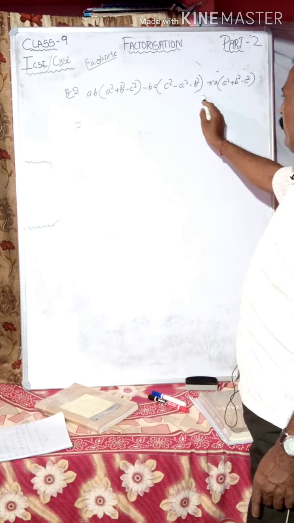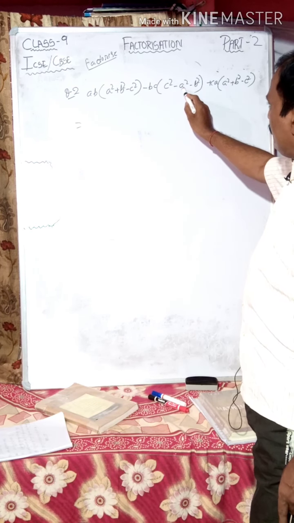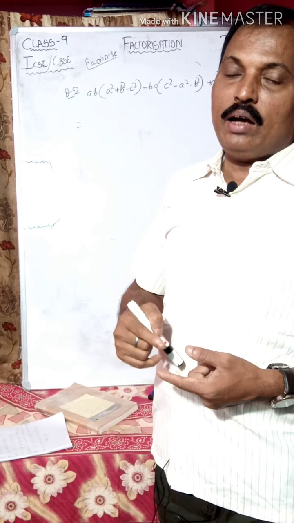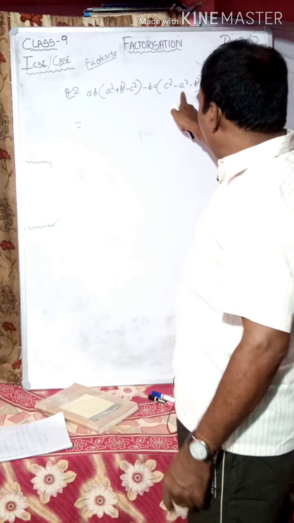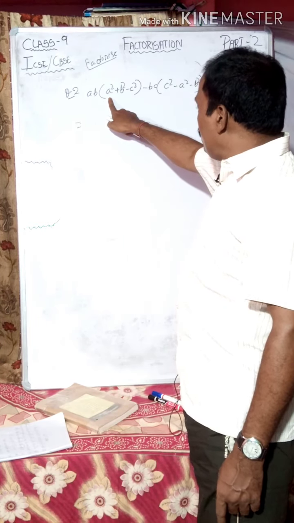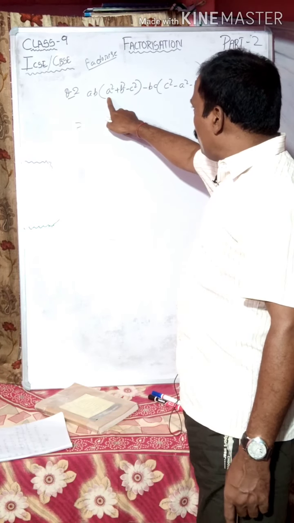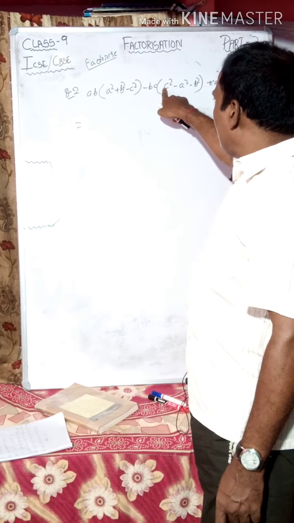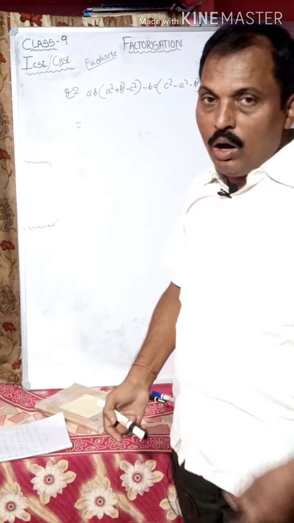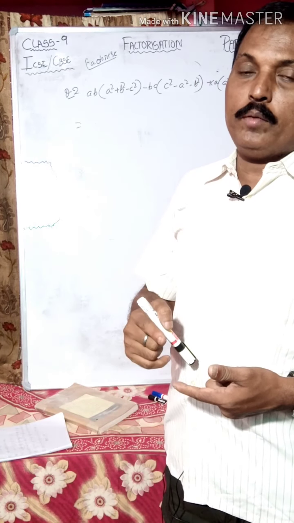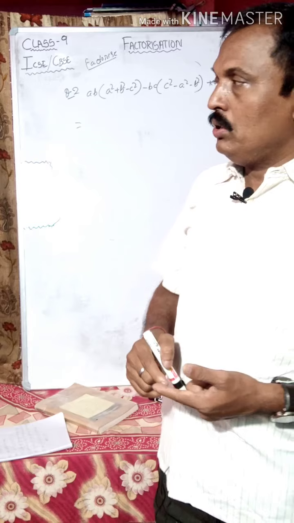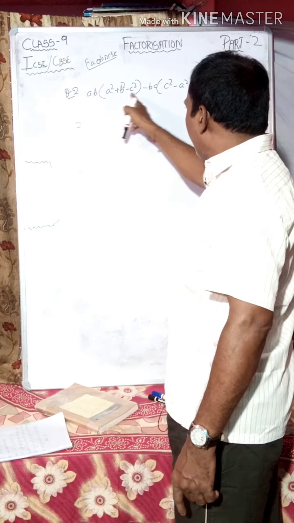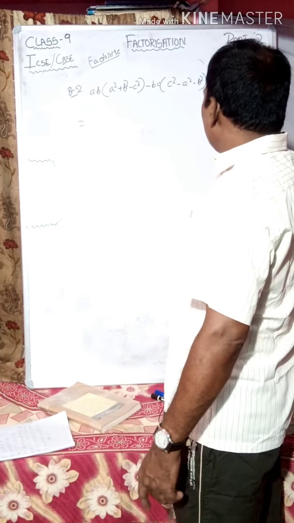But in the middle term, there is c square, a square, b square, but the signs are changed. Minus b square here, but here it is plus b square; minus a square here, here it is plus a square; minus b square here, but here is plus b square; plus c square here is plus, but here it is minus c square. If we change the sign of the terms, it will be equal to the factor of the first term and third term.